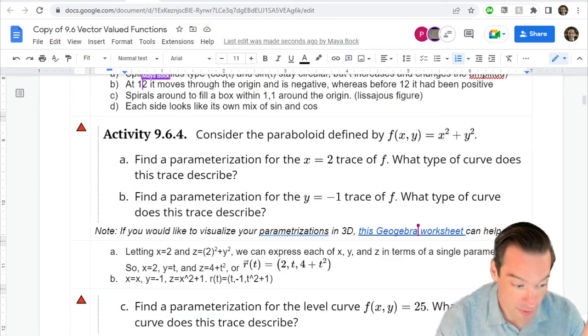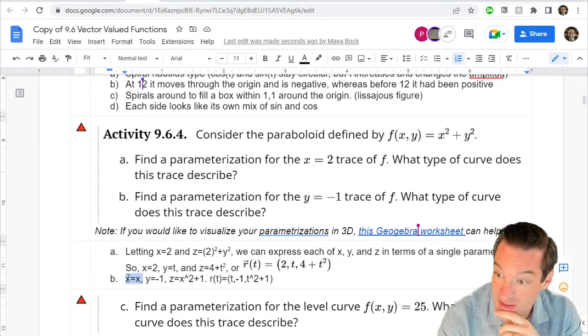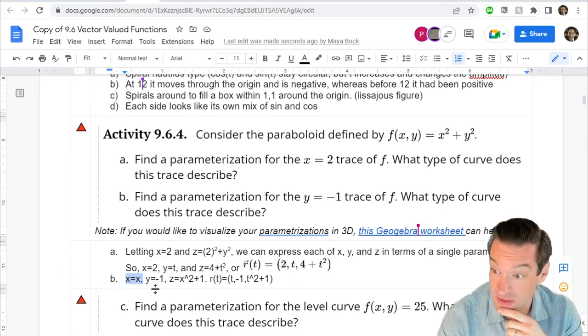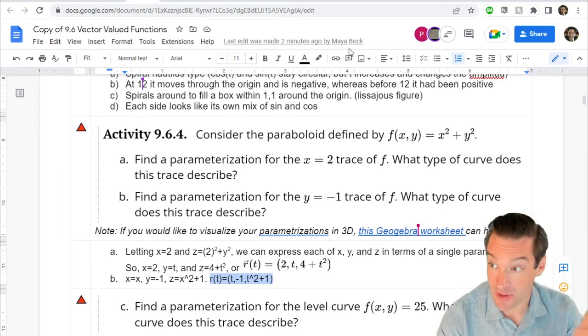So finding those traces of the surface as parametric curves, you found that the trace in the plane y equals -1 can use x as its single parameter. And then in that case, z is equal to x squared plus -1 squared, or x squared plus 1. And replacing x by t, that gives you this parameterization: t, -1, t squared plus 1.